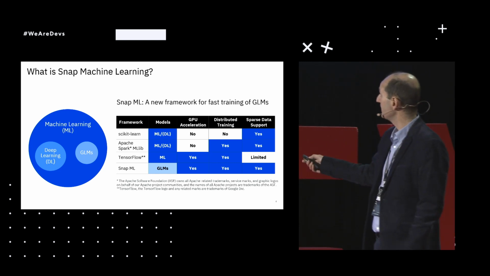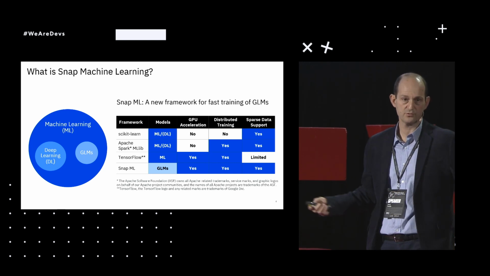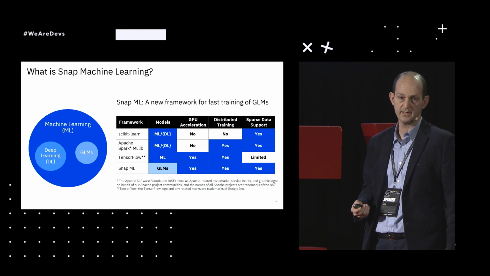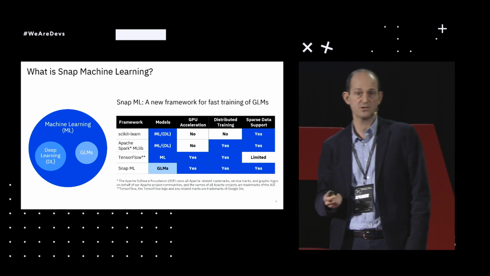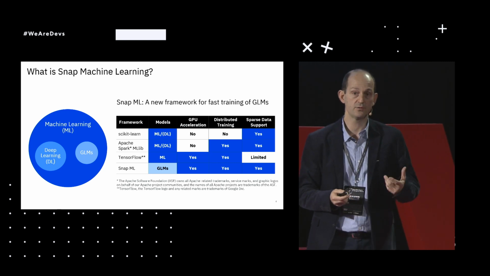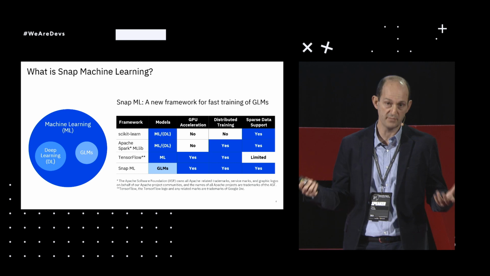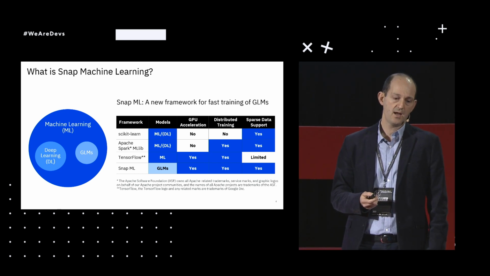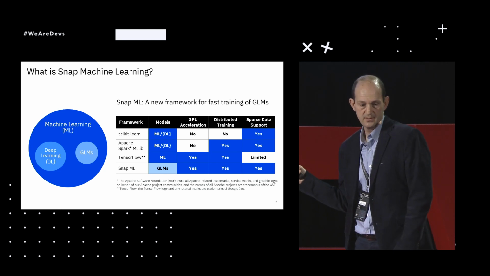For example, scikit-learn today is very broad. It covers a multitude of machine learning models and a little bit of deep learning models. However, it doesn't do GPU acceleration. It doesn't offer distributed training across multiple machines, which is necessary when you have big data sets. And only recently started supporting sparse data sets.